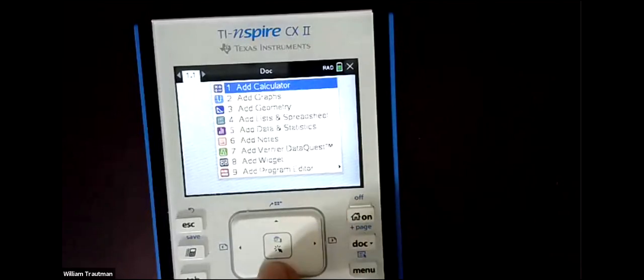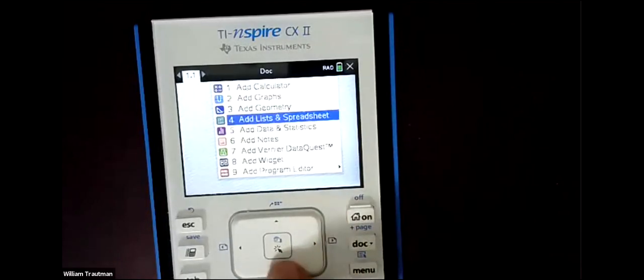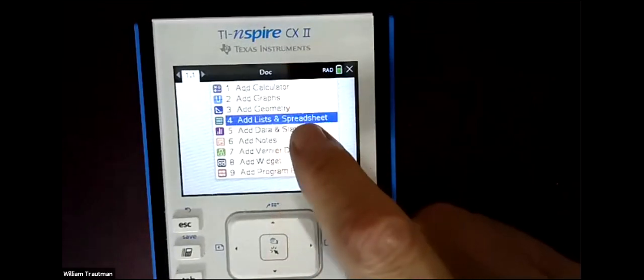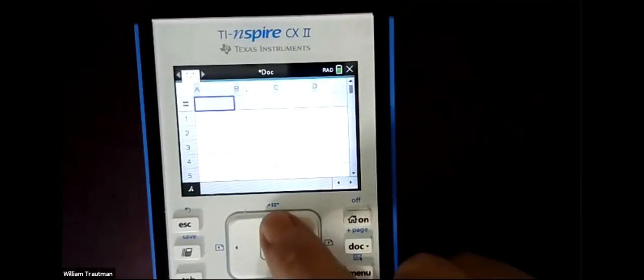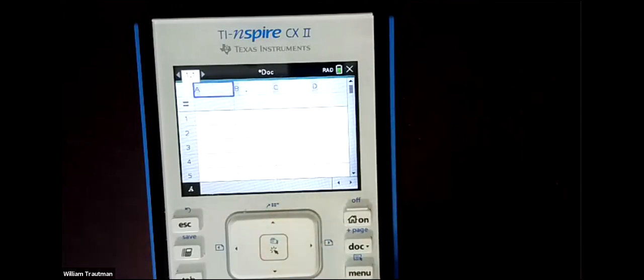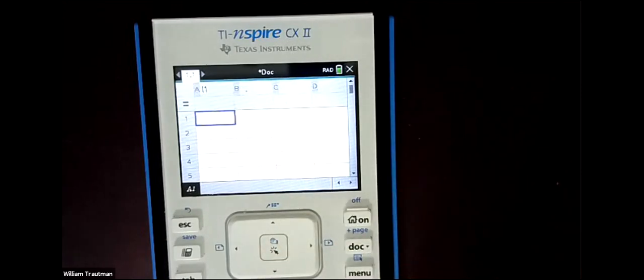So remember, to do a list page, you go to 4 instead of add a calculator page. No, you're adding list and spreadsheet. Enter. I'm going to go up to the top at A and label it L1. And then I'm going to start typing in the data. So I need to go back to the workbook. And then I'm just going to type in the data.